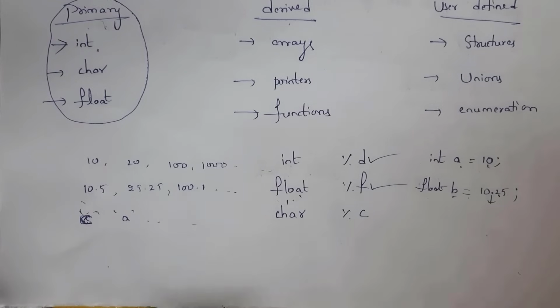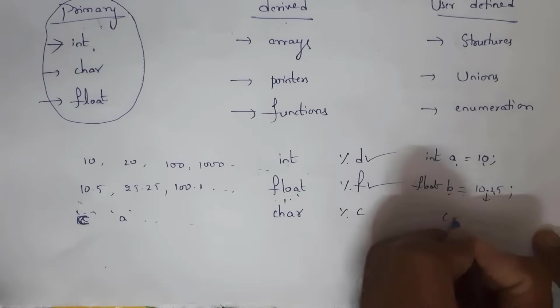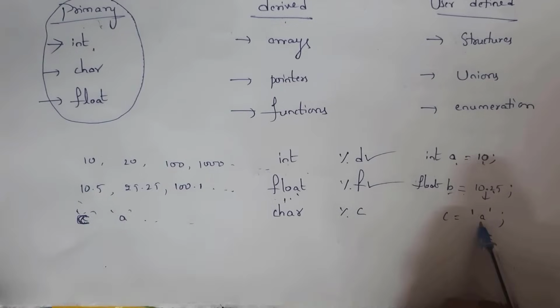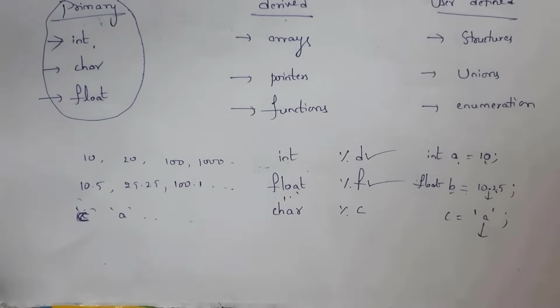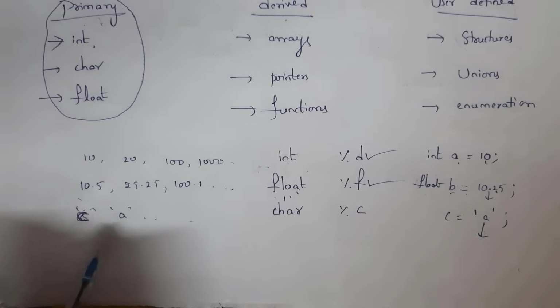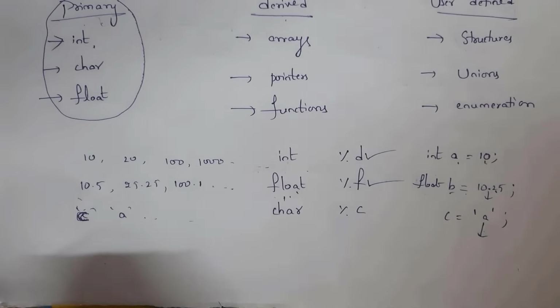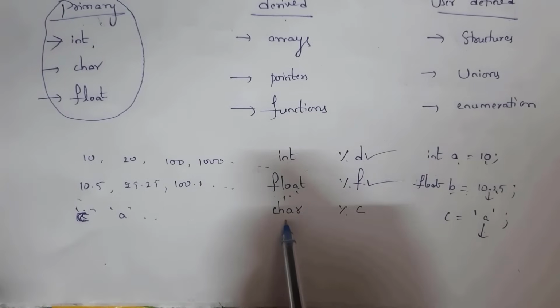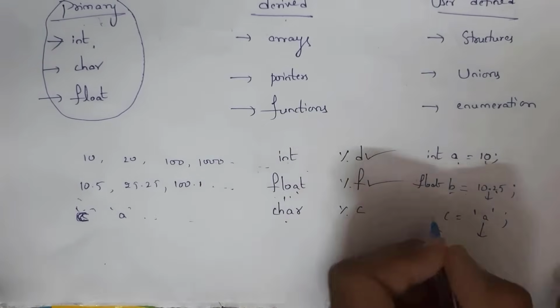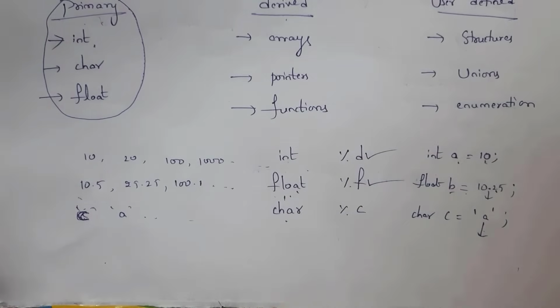For example, if you want to assign any single character to a variable like c equal to a, this a is character. So whenever you want to assign any character like C, A, D, so on, then you need to use data type character. Shortly we call it as char. You need to use this data type char. And whenever you use character data type, you need to use format specifier %c.